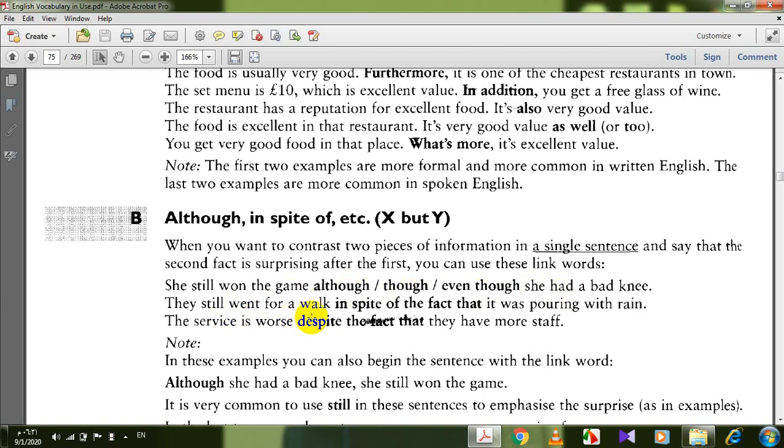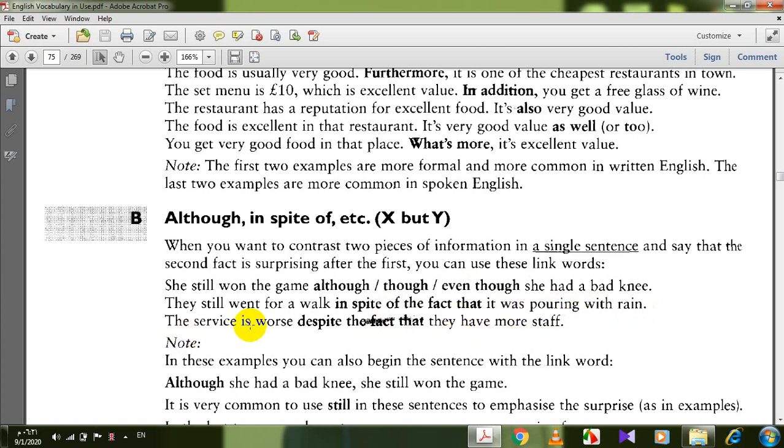They still went for a walk in spite of the fact that it was pouring with rain. It was raining cats and dogs. It was raining heavily. This is the meaning of pouring with rain. So in spite of the fact that, after that we also use a clause. It was pouring with rain. It, a subject, was pouring is the verb. So subject and verb, clause.